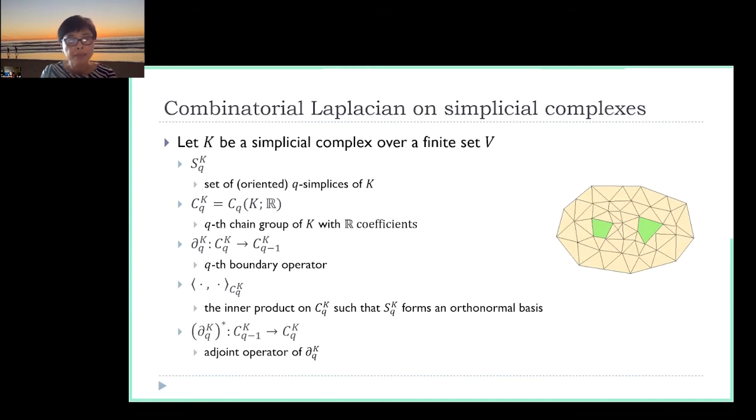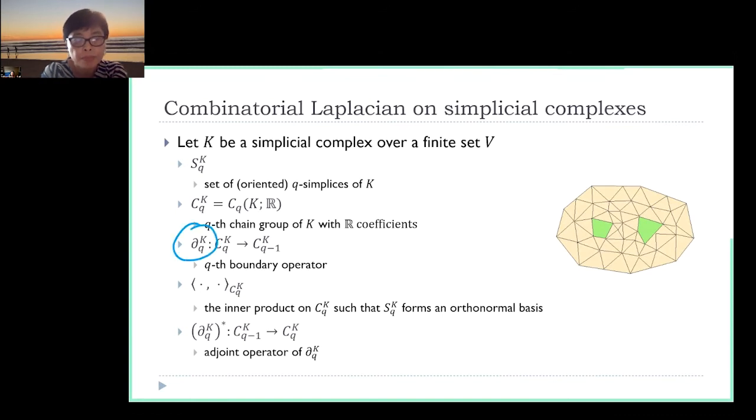I didn't give the reference here, but this starts from early work by Eckmann in the 1940s. So here, suppose we're given a simplicial complex K, a finite simplicial complex. Let me use S_q(K) to represent the set of oriented q-dimensional simplices, and C_q(K) is simply the q-th chain group with R coefficients. The boundary operator is denoted in the usual way using the symbol here.